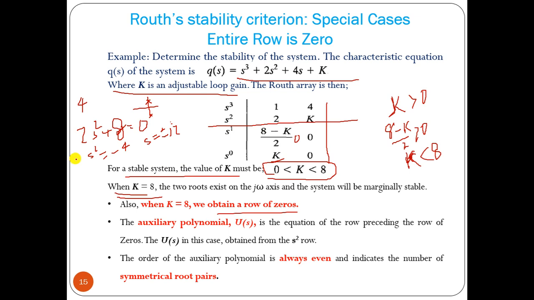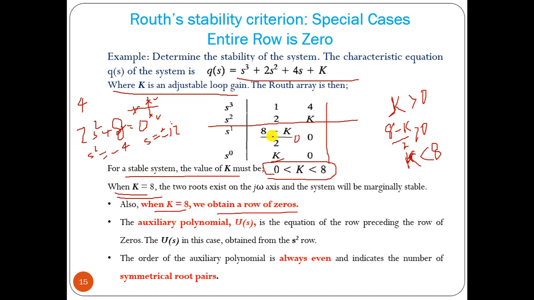And if we perform dP/ds, that is 4s. If we put 4 here, then you can find that there is no sign change. Okay, then it will be 4, this is 8, so there is no sign change. So we will have this kind of system: two poles on the imaginary axis, one pole on the left half plane, so the system is marginally stable.